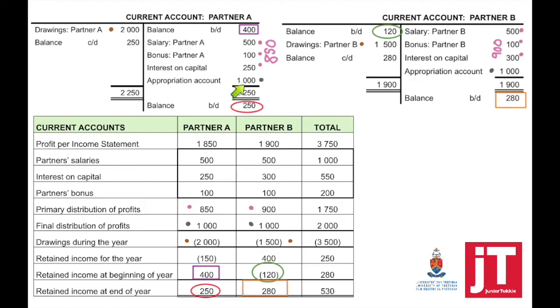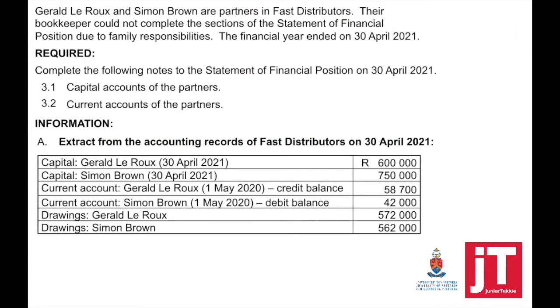And then we have the final distributions of profits. Remember, in my general ledger, this will be calculated in the appropriation account. So whenever you are not sure about finding a figure in the note, you can always do a T account, completing the current account.